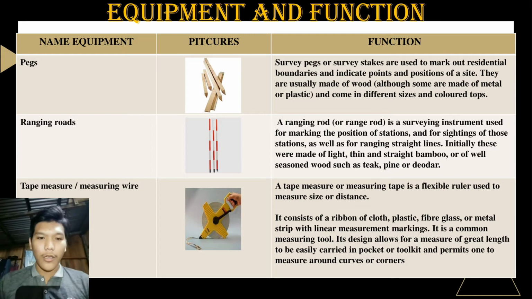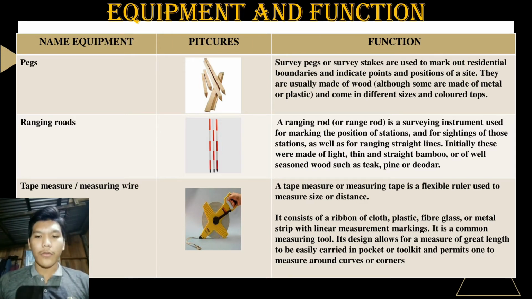I will talk about the equipment and function in this report. Firstly is the peg. A peg is a stick used to mark boundaries and indicate the point and position of a site. They are usually made of wood, although some are made of metal or plastic and come in different sizes and color tops. Number 2 is the ranging rod.